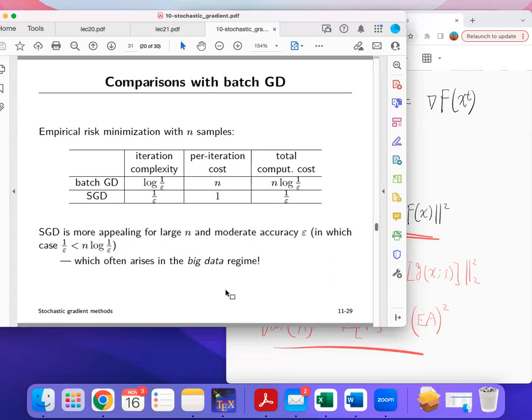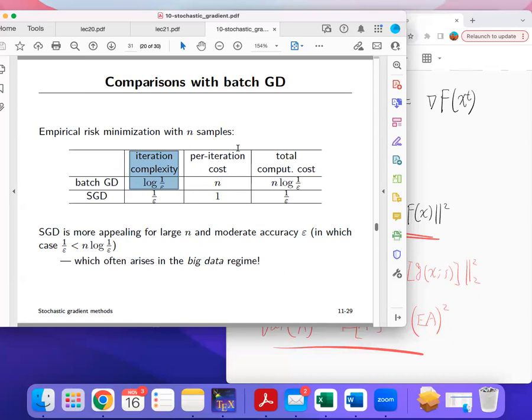And this is a comparison between gradient descent and stochastic gradient descent for strongly convex problems. For strongly convex problems, we know that the iteration complexity for gradient descent is log 1 over epsilon, because gradient descent for strongly convex problems has a geometric convergence rate. So that's why we have log 1 over epsilon, very fast convergence.